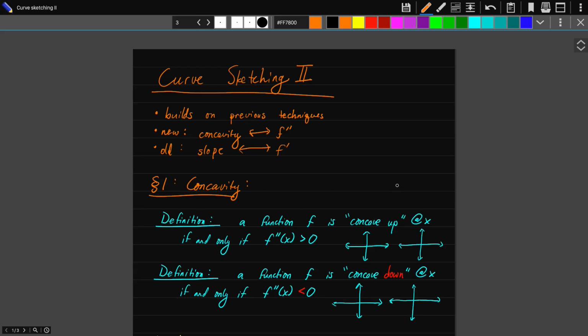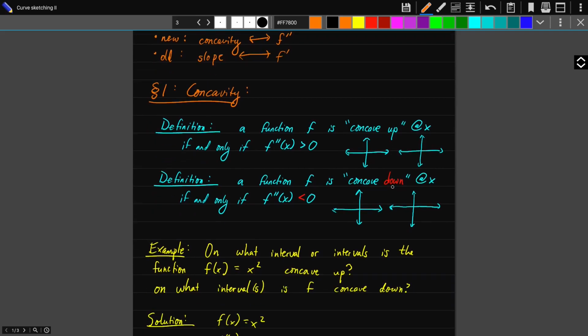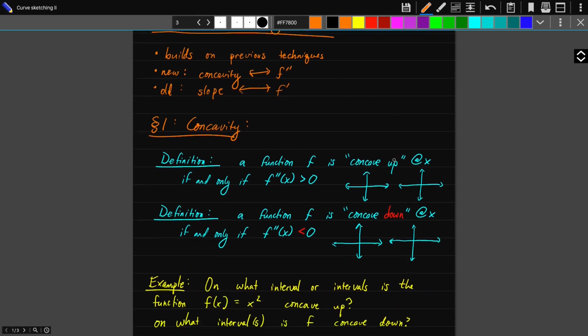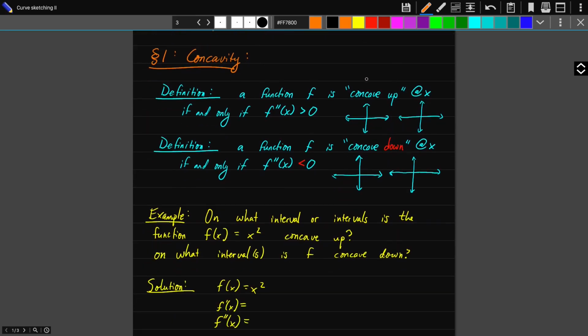First of all, I need to define some terms about concavity, and then after I tell you a little bit about concavity, I'm going to show you how we can use concavity information to sketch a function. So first of all, the definitions. A function f is said to be concave up at a point x in its domain if and only if f double prime of x is greater than 0. So the second derivative being positive means that we are concave up. So what does that look like?